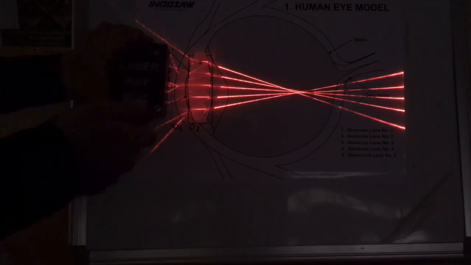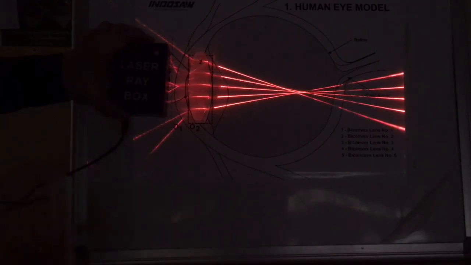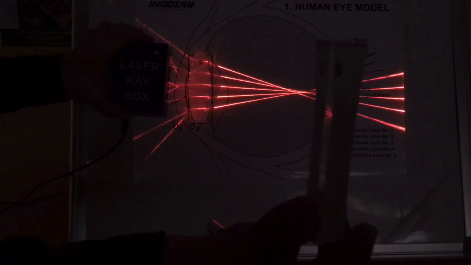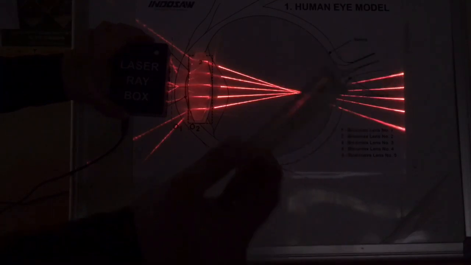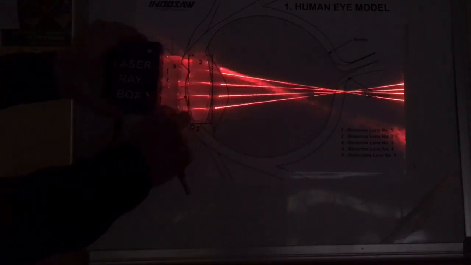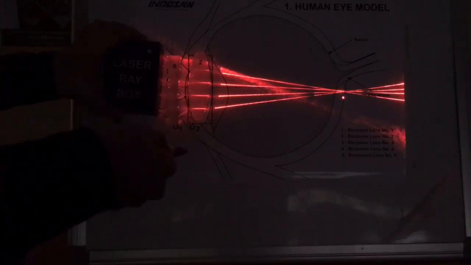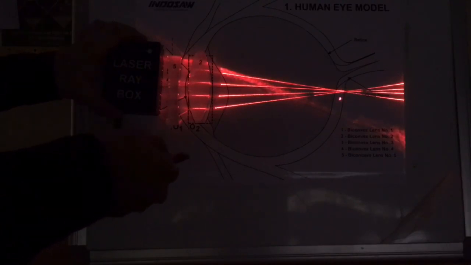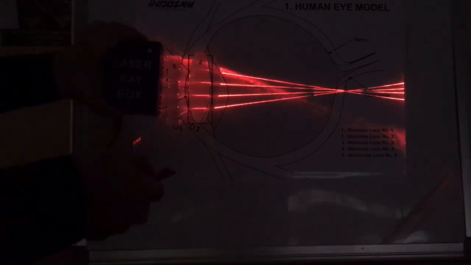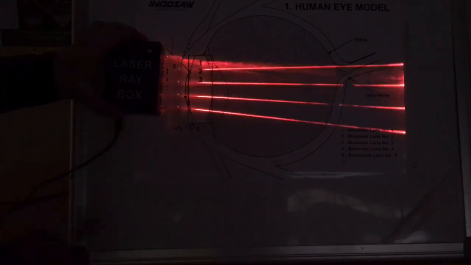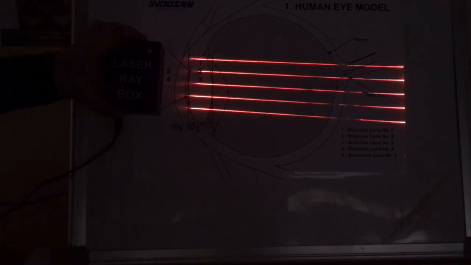To correct this defect, we need a corrective lens, that is a concave lens. Here I am going to put it up. See, the main thing is to focus on the convergent point. This is the convergent point. It gets shifted to the retina. So it will give a clear vision to a nearsighted patient. This is how to correct nearsightedness. You need to put a concave lens of a suitable focal length.